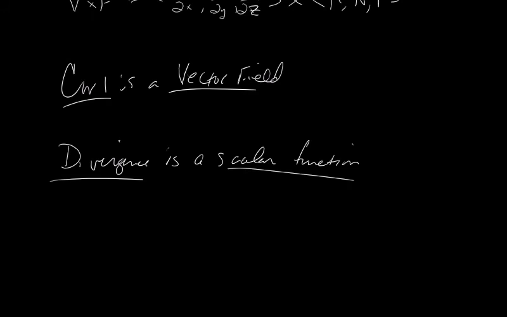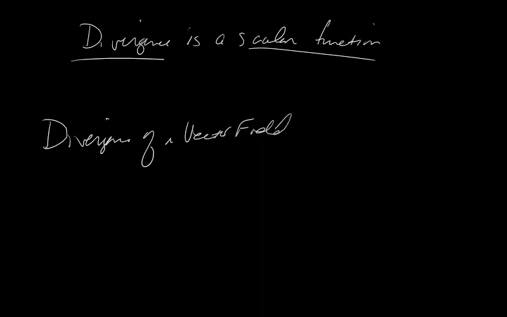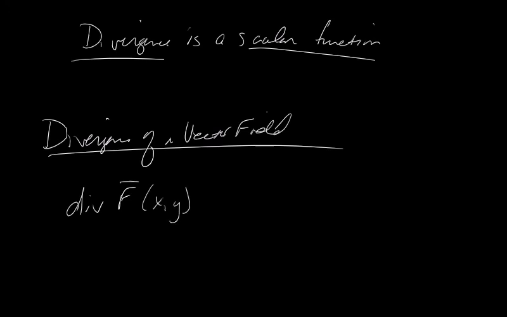Okay, so let me go ahead and define this. I'm going to define it in the plane and in space at the same time. So it is going to be a dot product. That's what yields scalars for us. So the divergence of a vector field is given by div, for divergence, of F of x, y. This is going to be equal to the differential operator dotted with F of x, y.